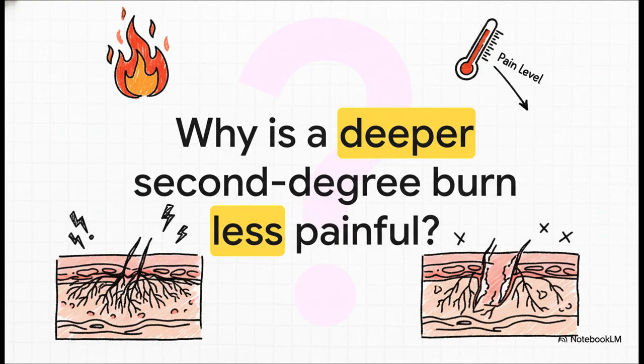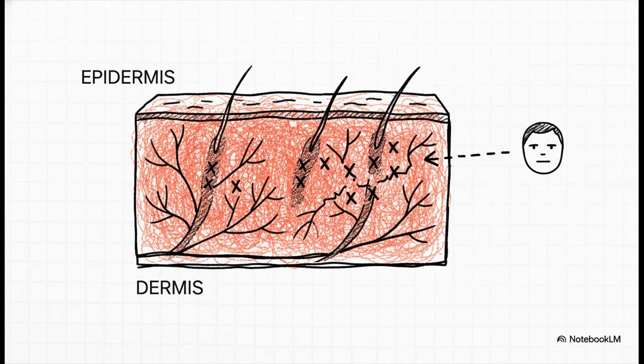Why on earth would a deeper, more severe 2nd-degree burn actually hurt less than a more superficial one? And the answer is nerve damage. It's that simple. In those deeper burns, the nerve endings themselves have been damaged or completely destroyed. That's why the patient reports less pain, and it's a huge diagnostic clue for you.